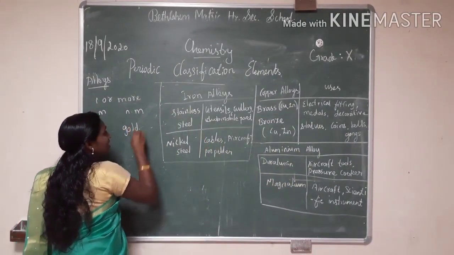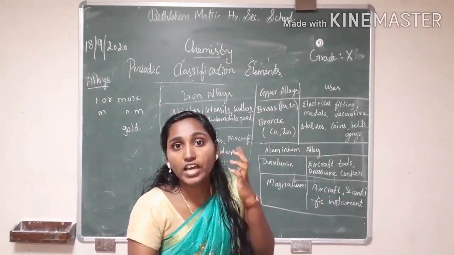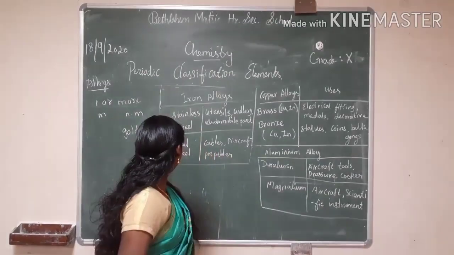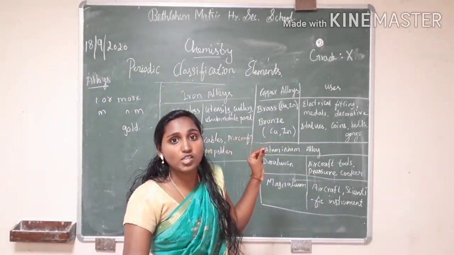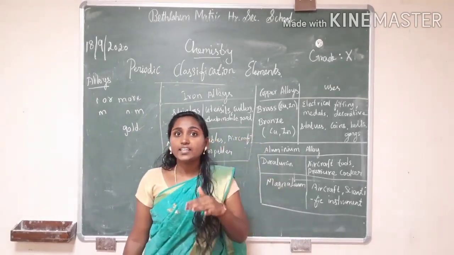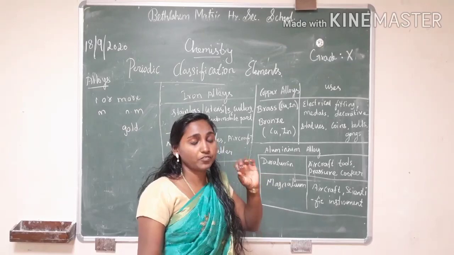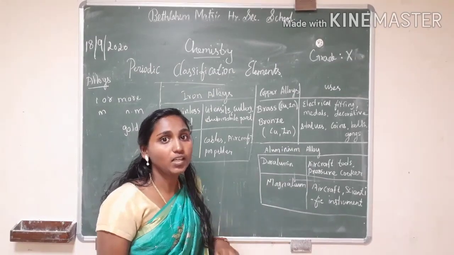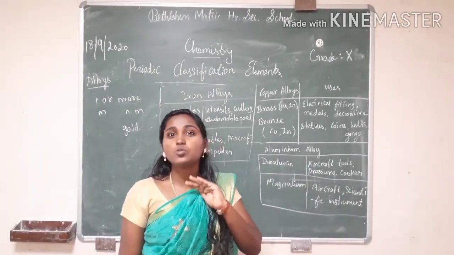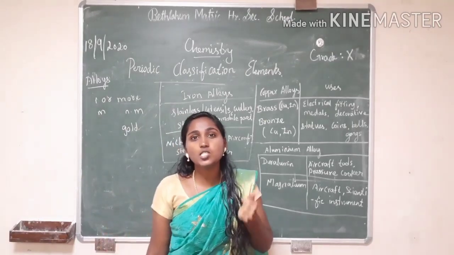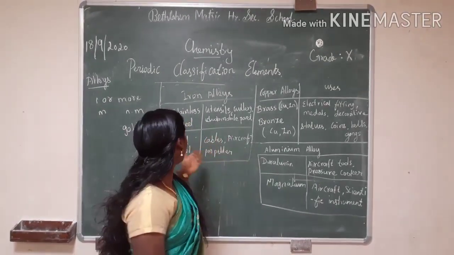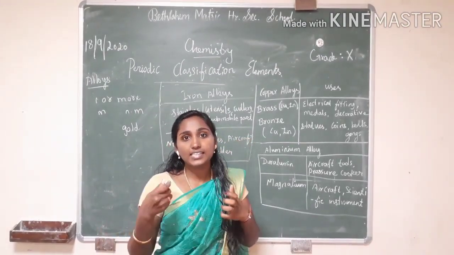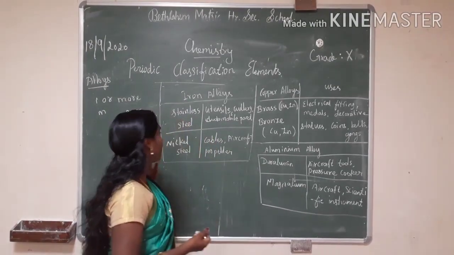The gold we are using for ornaments is not pure, because they add a little percentage of copper in the gold. Why do they add copper in gold? For the hardness and tensile strength. Pure gold is too soft to use, so we add a little percentage of copper in gold.